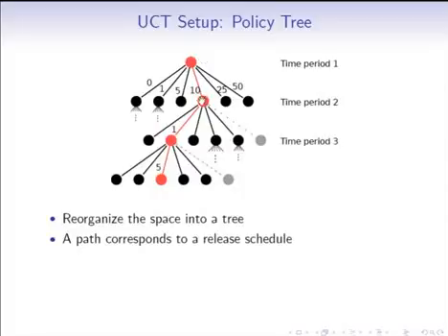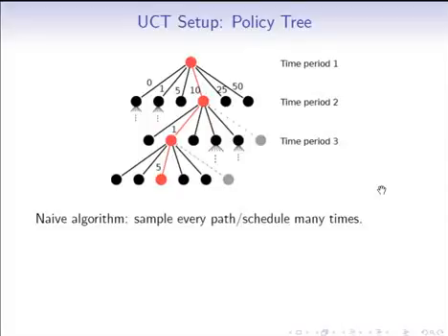Now each of these nodes is going to have some edges that come from it as well, and these are going to represent what we can do in the second month. For example, release 1 million antivirals. And so a path through this tree corresponds to a particular release schedule. So for example, the path in red corresponds to releasing 10 million antivirals in the first month, 1 million in the second, and 5 million in the third.